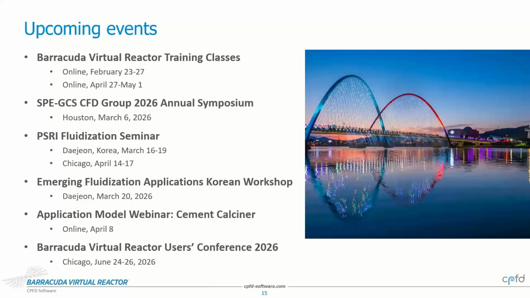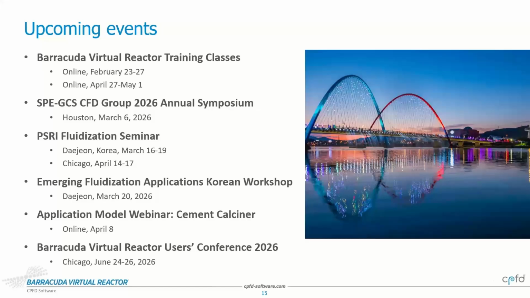Our next application model webinar has been scheduled for April. This will be a cement calciner. We have a few different cement application models published or in development right now. This will be the first in that set. Please register. For those of you on this webinar, the follow-up email will have a registration link. And also, be sure to follow us on LinkedIn. You will get all these updates as they happen. It's probably the best way to keep up to date with everything on us. That and checking our website.